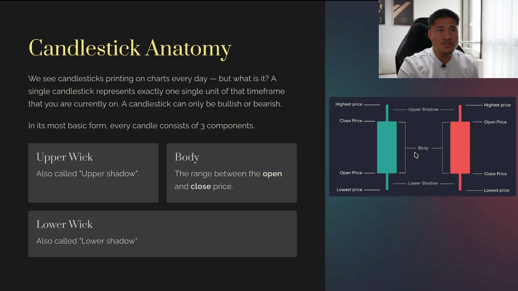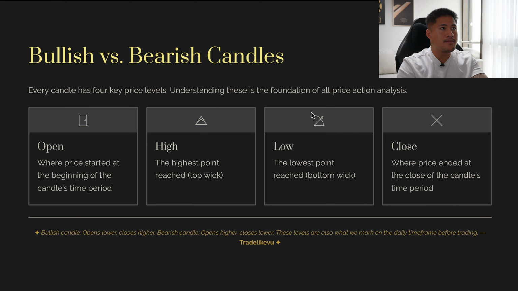And there can also be candles that only consist of wicks, where the body is really small. Of course, there will always be a body, but you know, these doji candles I will show you later on. There are also candles that have no body as well, all right? So that's candlestick anatomy. Let's continue with bullish versus bearish candles.